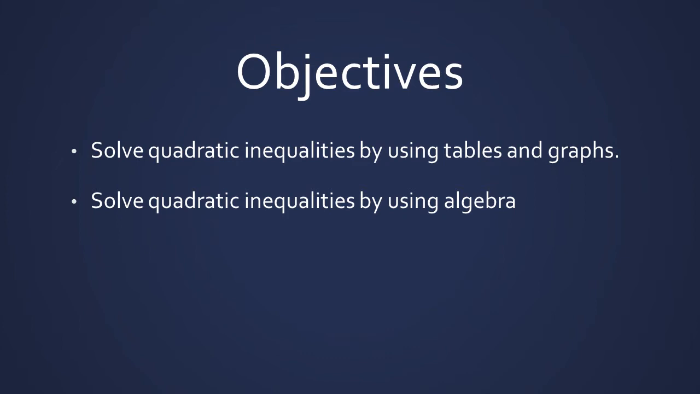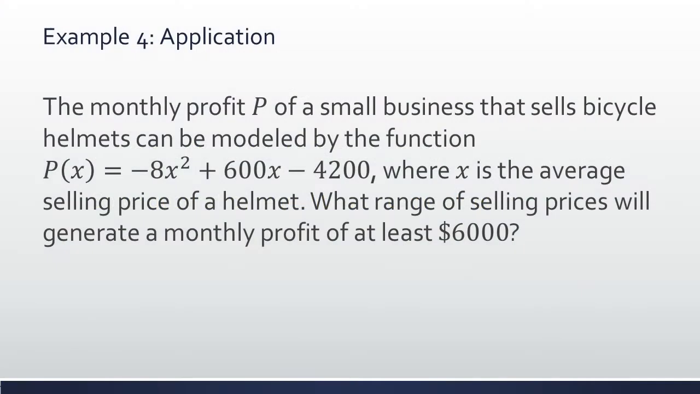Okay, so we're going to use everything we just did, but now we're getting our inequality from a word adventure, so we got to pull that. Okay, the monthly profit P of a small business that sells bicycle helmets can be modeled by the function P of x equals negative 8x squared plus 600x minus 4,200, where x is the average selling price of a helmet. What range of selling prices will generate a monthly profit of at least $6,000?